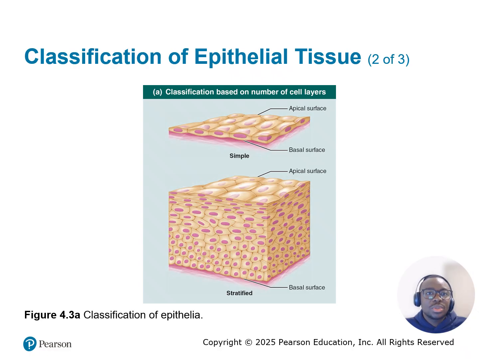This figure shows classification based on the number of cell layers in an epithelium. In this classification, there are 2 types of epithelia, simple and stratified. A simple epithelium consists of 1 cell layer. A stratified epithelium consists of 2 or more cell layers stacked on each other. Regardless of how many cell layers an epithelium contains, it has 2 surfaces, an apical surface and a basal surface.